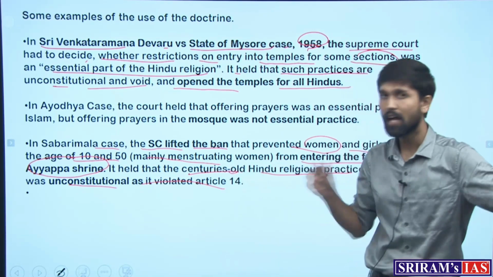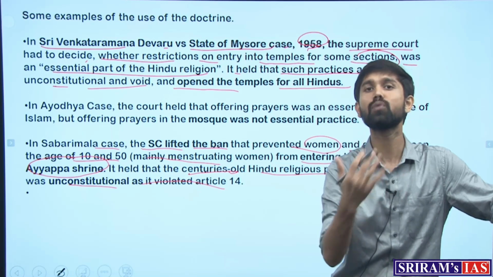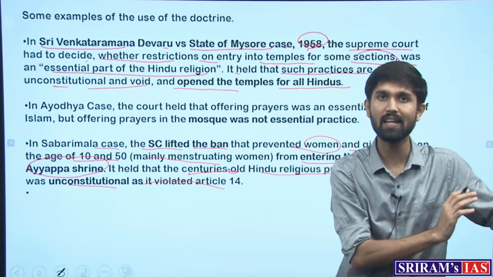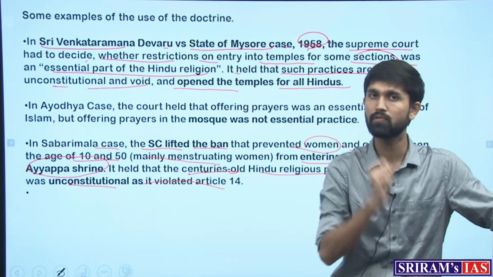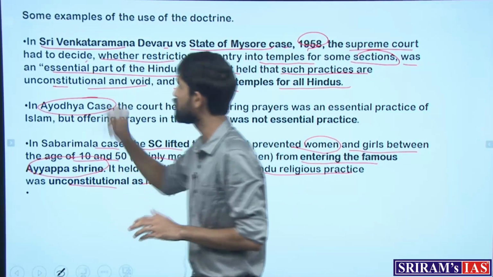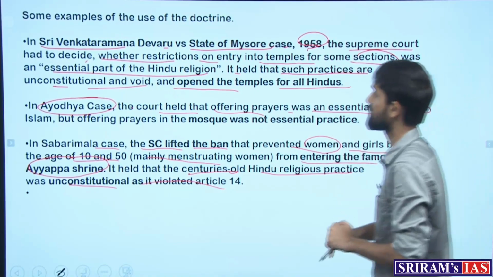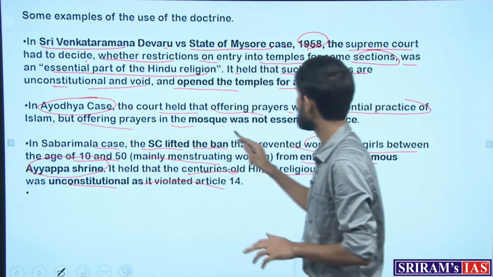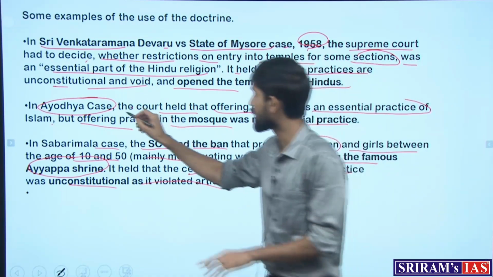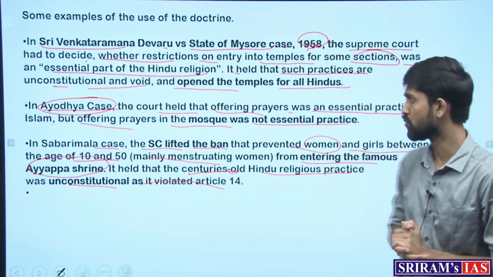But our focus is on exploring what this doctrine is exactly, and how the Supreme Court has been using it, and through it understand some of the good bits of the essential practices doctrine and some of the cons of this doctrine. This was also used in the famous Ayodhya Ram Janmabhoomi case, wherein the court held that offering prayers was an essential practice for Islam, but offering prayers in the mosque was not an essential practice. And on that basis, the verdict on the Ayodhya case was greatly influenced. So these are some of the examples where this doctrine was used.